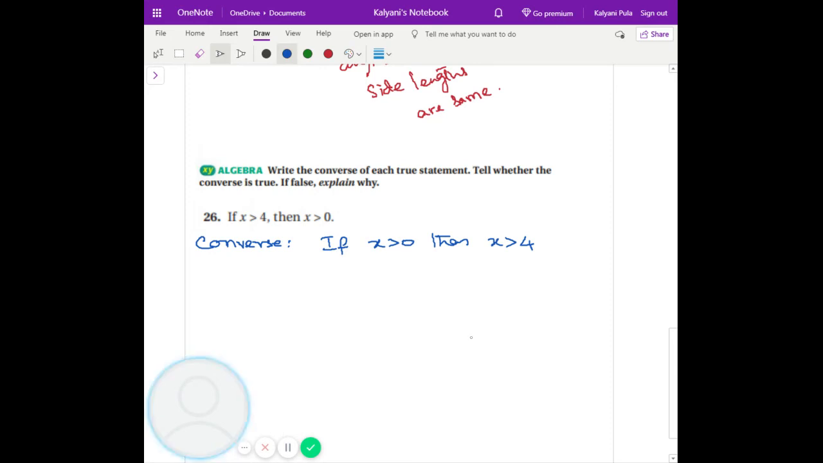If x equals 1, x is not greater than 4, but x is greater than 0. That's right, so that's a counterexample. If it is not true, explain why. That's where you get the counterexample.